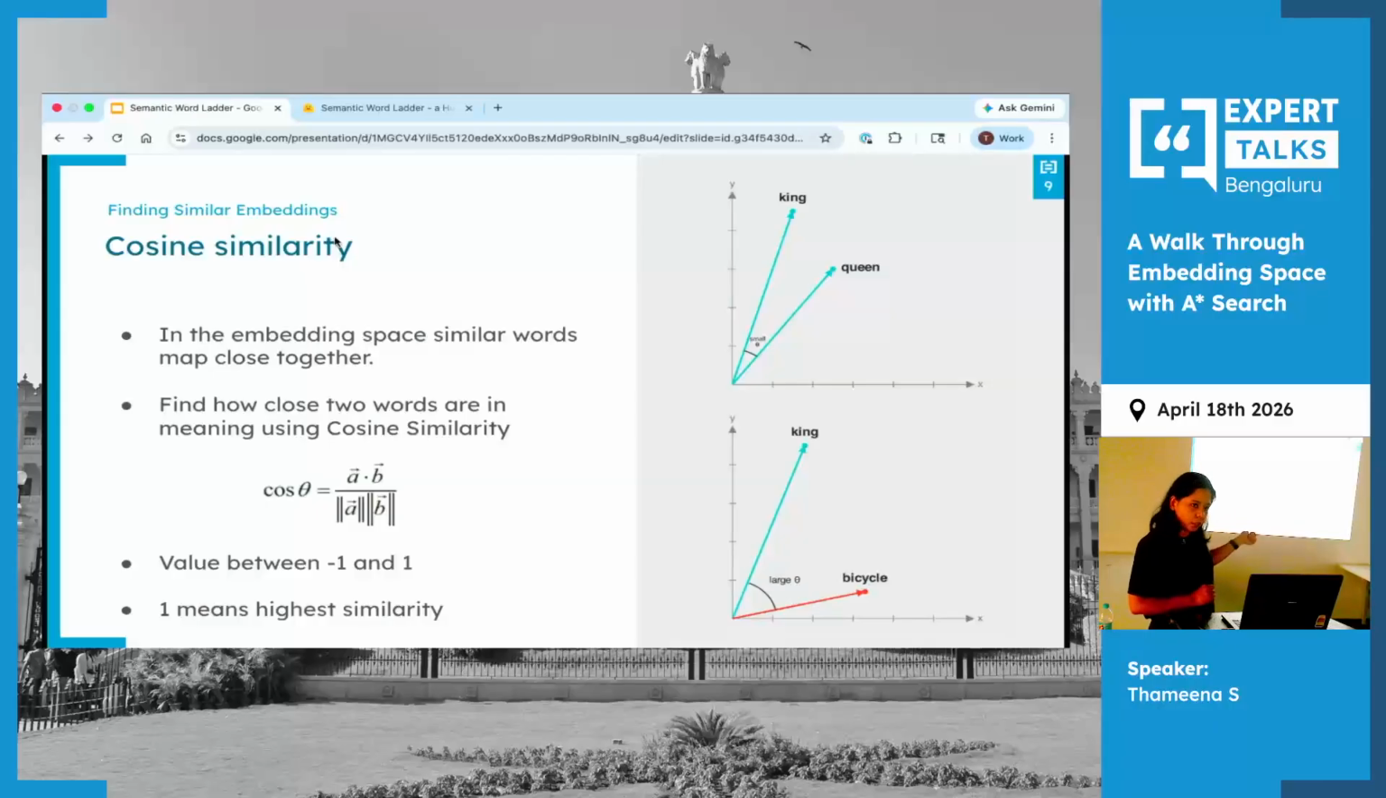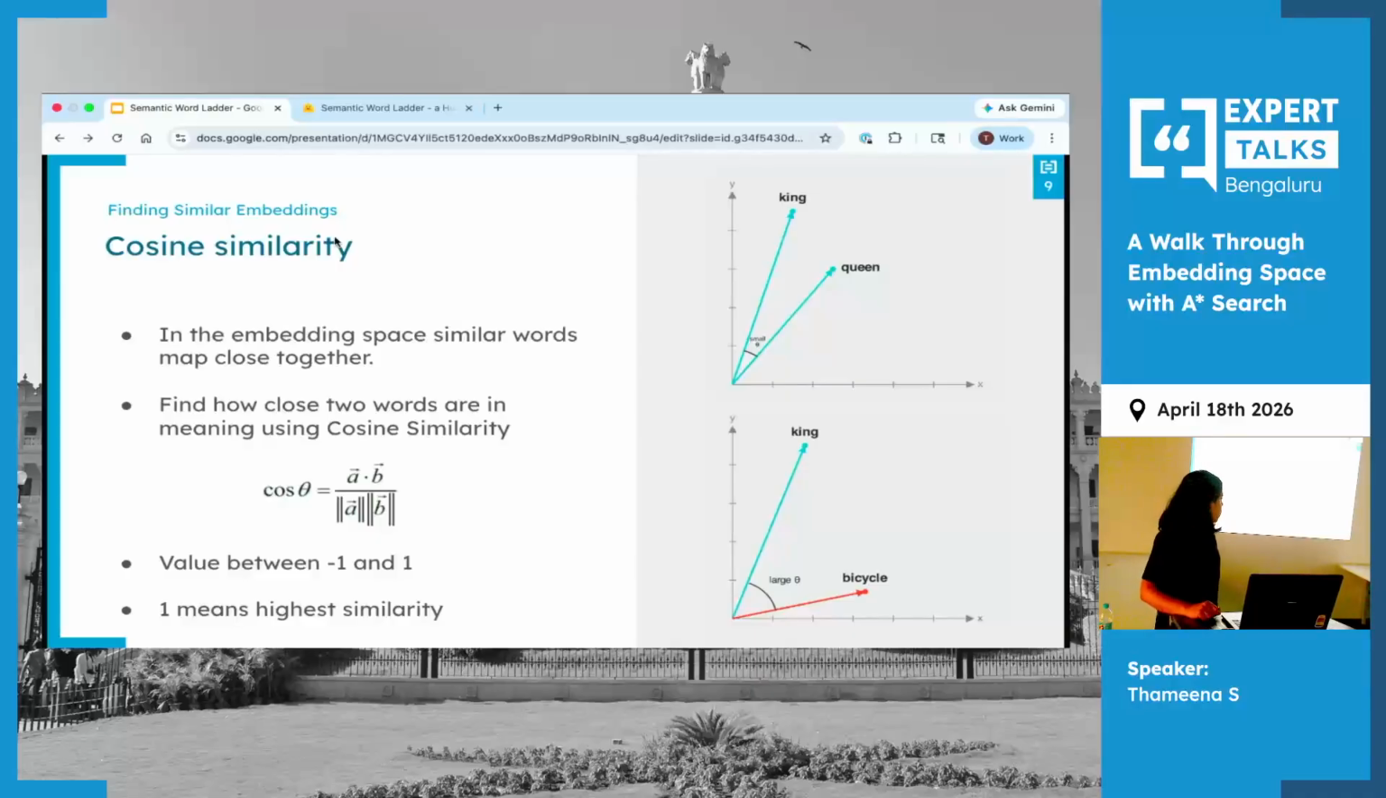Now, this formula is pretty complicated, right? You first have to take the dot product, and then you have to divide by the magnitude as well. When I say magnitude here, that means the length of the vectors. If you see here, king and queen have slightly shorter length than king. Similarly, bicycle has even shorter length than king, right? But the thing about embeddings is that the length of the vector does not really matter. The meaning is actually embedded in the direction, or the angle, at which it is pointing.